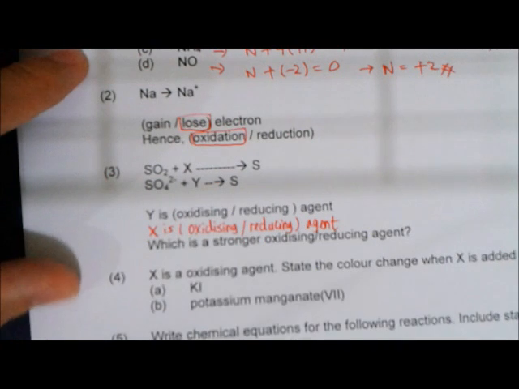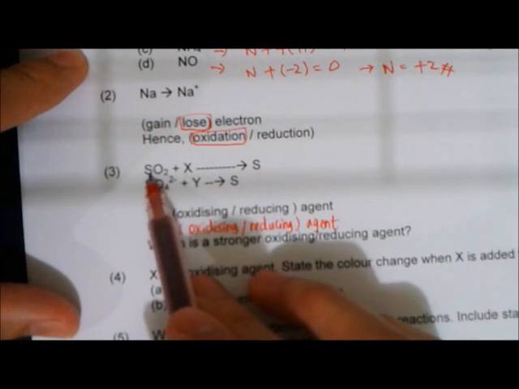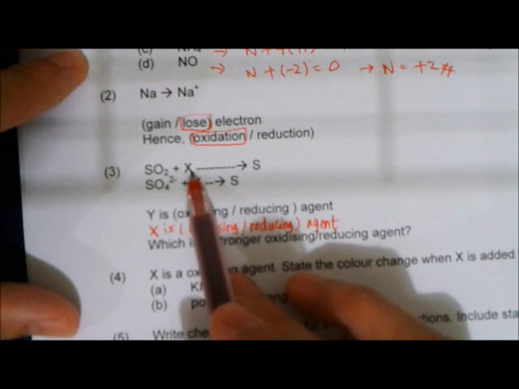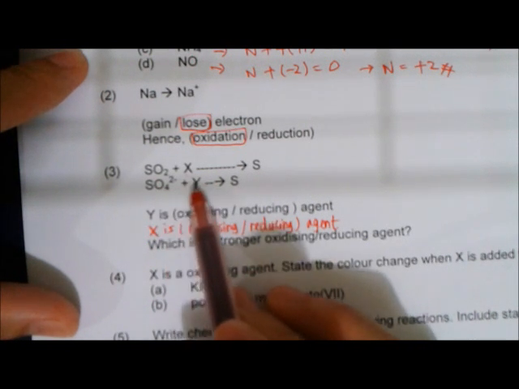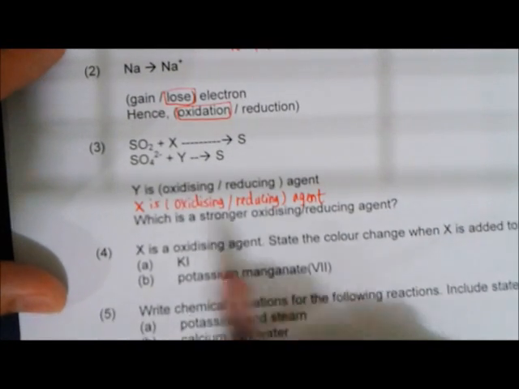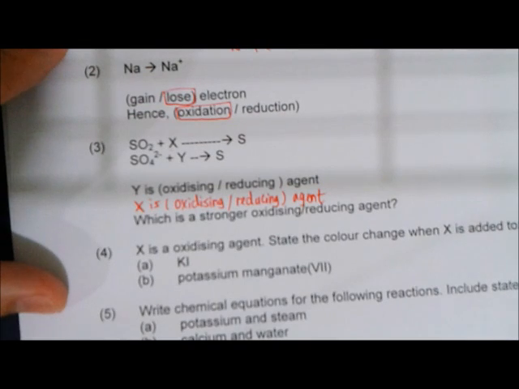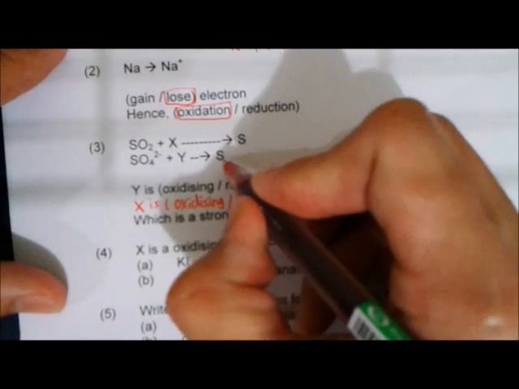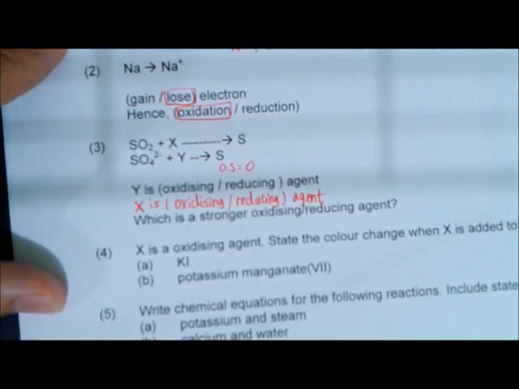Okay, how about this question? SO2 plus X, you get sulfur dioxide plus this X chemical, we don't know what is this, you get sulfur, and sulfate ion plus this Y chemical, again we don't know what is it, you get sulfur. So from this information given here, Y is an oxidizing or reducing agent. Now let's look at it. What is the oxidation state of sulfur? 0, because there is no charge.